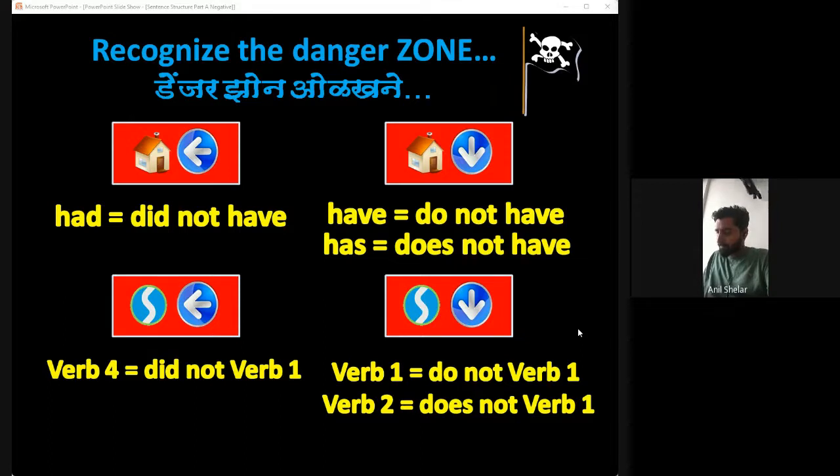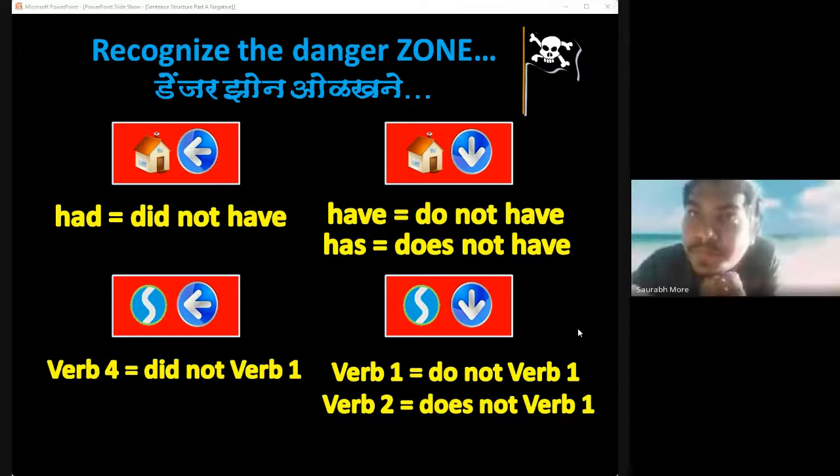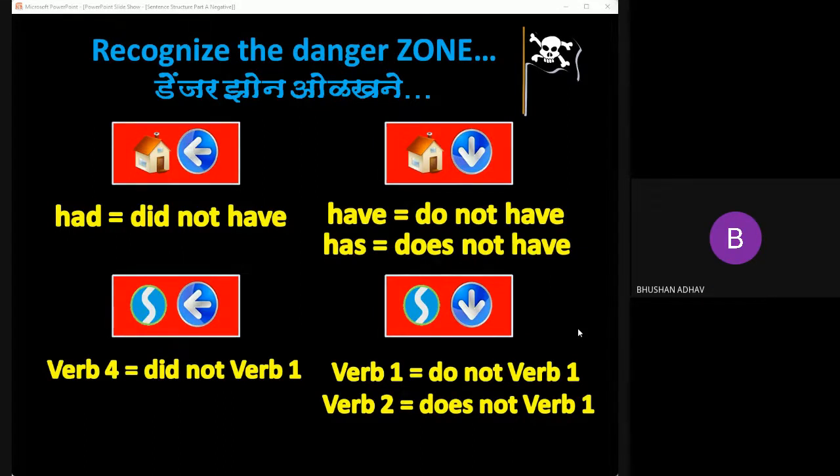Then, "Amrapali had interest in business news." Amrapali did not have interest in business news. Correct. Then next, "We have information about that property." We do not have information about that property. Correct. Have into do not have.